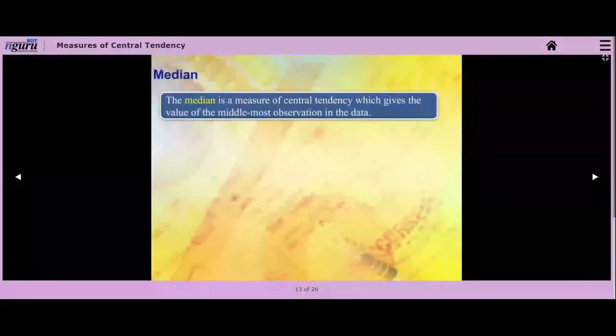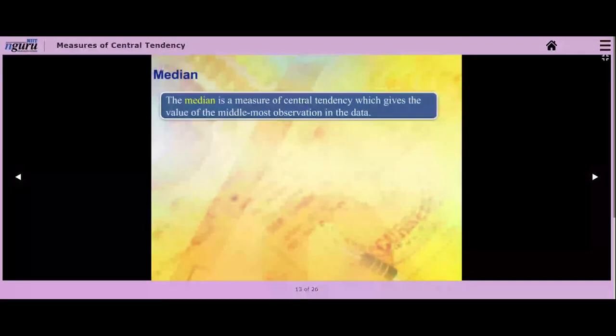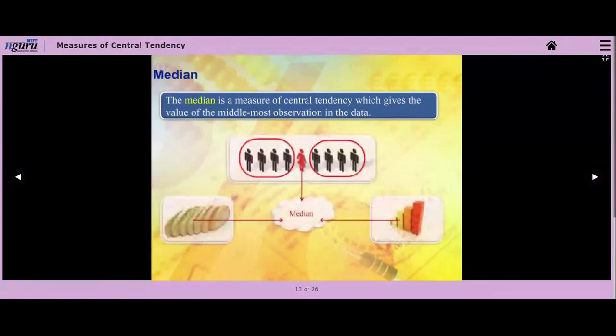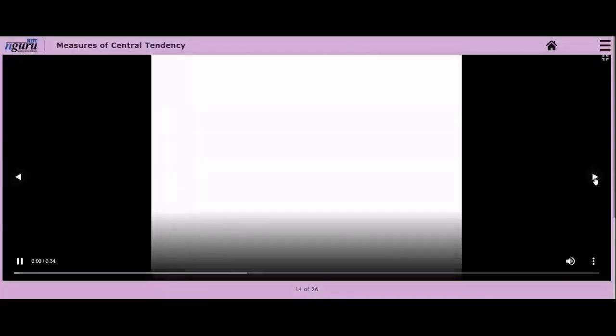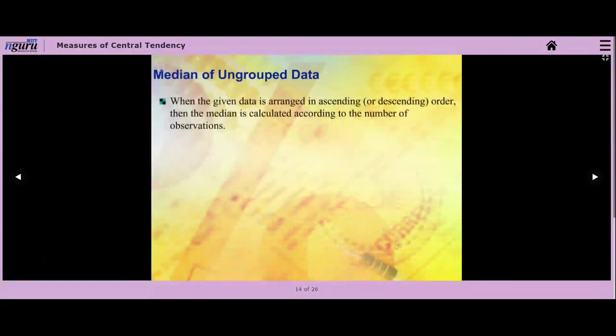Let's now understand another measure of central tendency called the median. The median is a measure of central tendency which gives the value of the middlemost observation in the data. For example, in the pictures shown, the central figure is called the median. We will now learn to calculate the median of an ungrouped data.